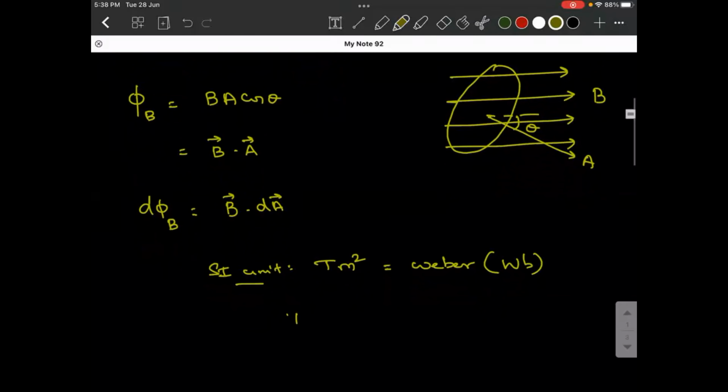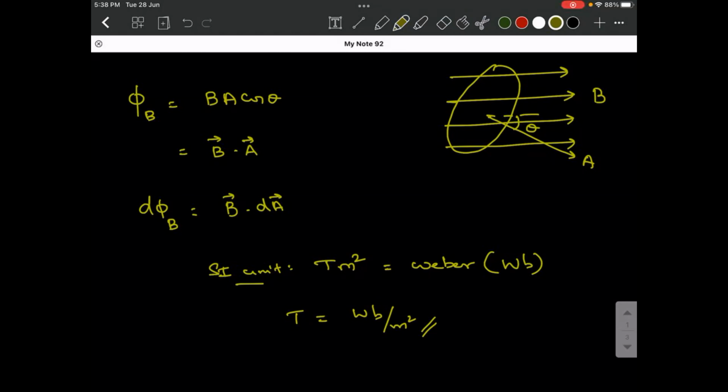And what is Tesla equal to? Can I write it as Weber per meter square? Can I do that? So that is why if you see the previous chapter, in some of the bases, wherever magnetic field is there, they would have mentioned Weber per meter square instead of Tesla. Are you able to understand where it has come from? Yes or no? Clear? So it is called Weber per meter square.